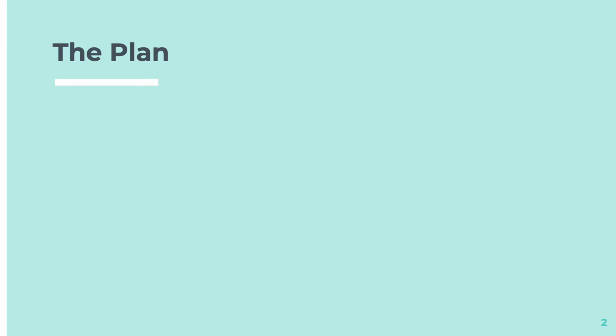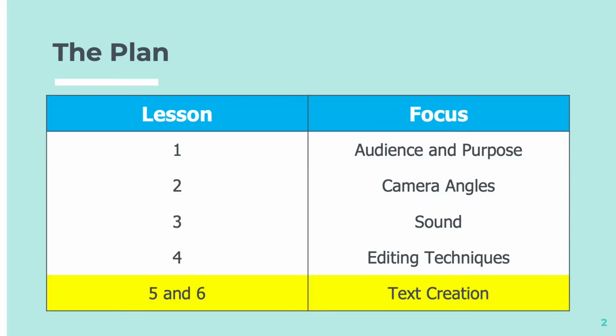So, just to remind you what we've already done, here's a look at our plan. We've already covered things like audience and purpose, camera angles, sound and editing techniques, and over the last couple of lessons you've been working on a little bit of text creation. Last lesson you planned out some advert storyboards, and this lesson we're going to be doing a little bit of filming.